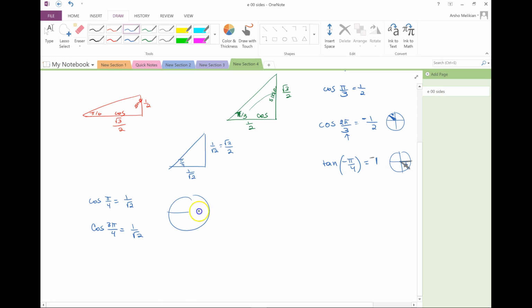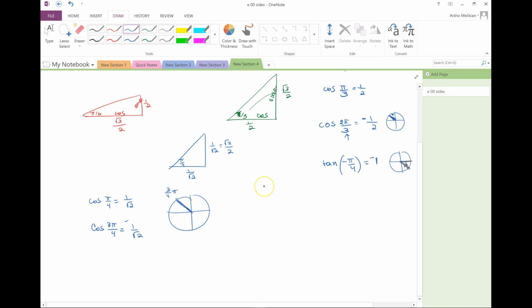So this is 3 pi over 4. That's 3/4 of a pi. It's the second quadrant here, right? So it's negative there. But if it was in the third quadrant, it would be positive, because it's All Students Take Calculus. All right, let's do one more.